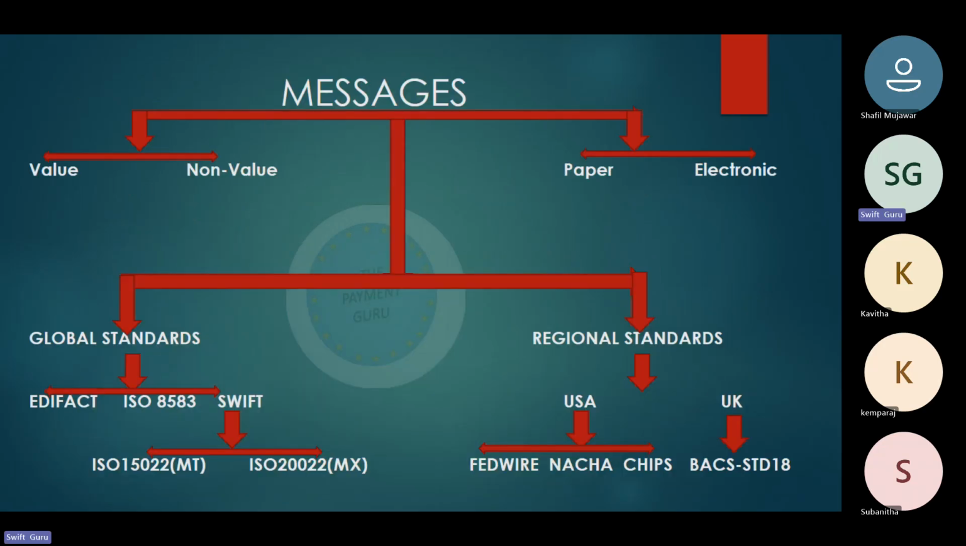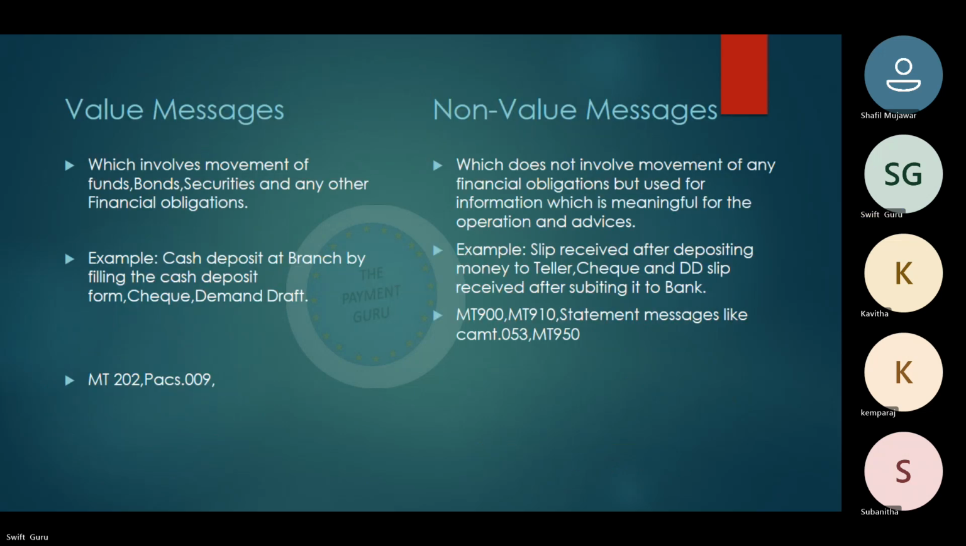Now messages are categorized in different ways depending upon various factors. For example, the first one is on the basis of value and non-value messages, and then we have paper and electronic based messages. We have global and regional standard messages as well. Let's go one by one and learn a little bit about each.